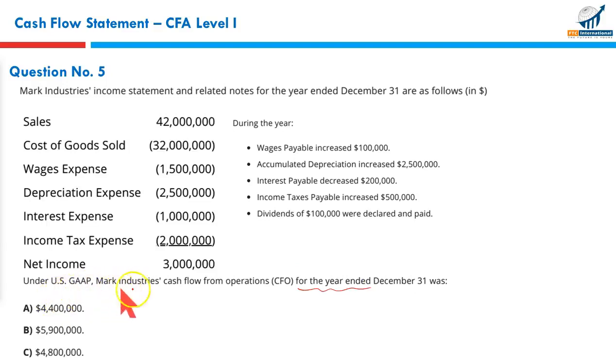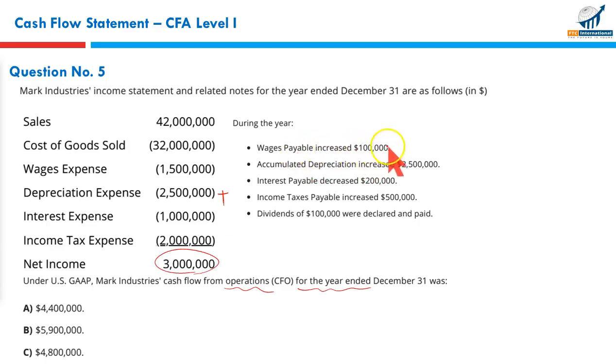Next. Again, the recommended approach is that you need to first see what is exactly required. Under the US GAAP, mark industries cash flow from operations. It doesn't say whether we should use the direct or indirect. Whenever the question is silent, information is given that could be used in the indirect method. What we do in the indirect method, we start with the net income. To this net income, we add depreciation in full. Now, listen to me very carefully.